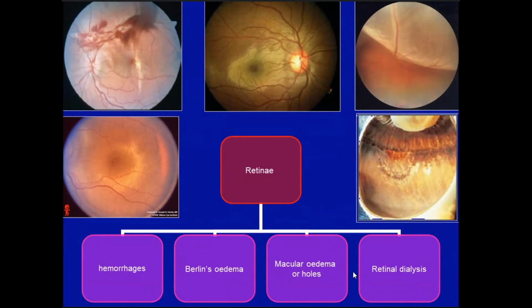Retina, the most important part of the eye, it's a sensitive part of the eye, and we can see different changes. Of course, hemorrhages. You can see Berlin's edema, macular edema, and you can see even retinal dialysis or even retinal detachment.